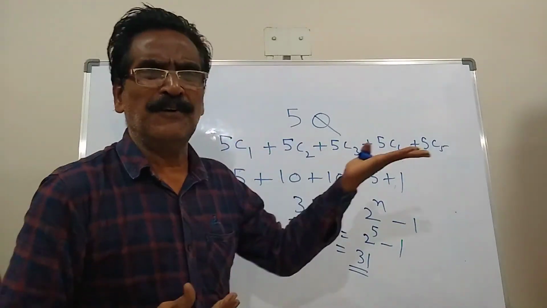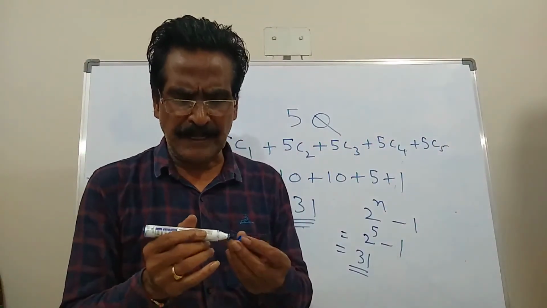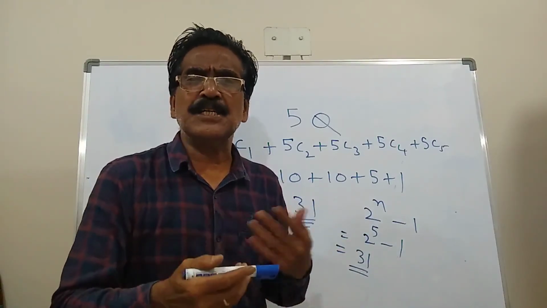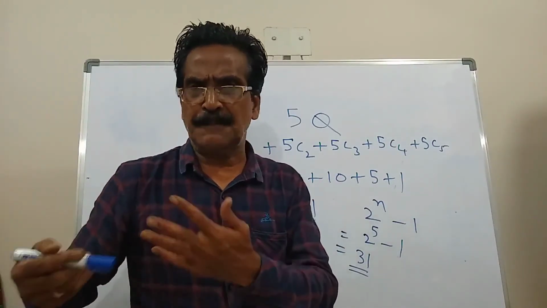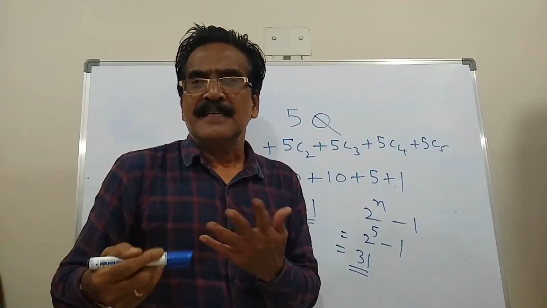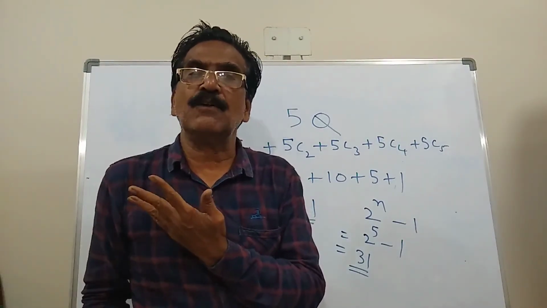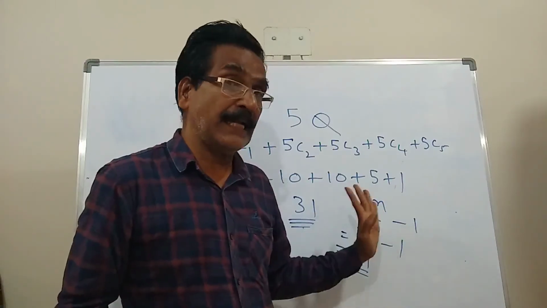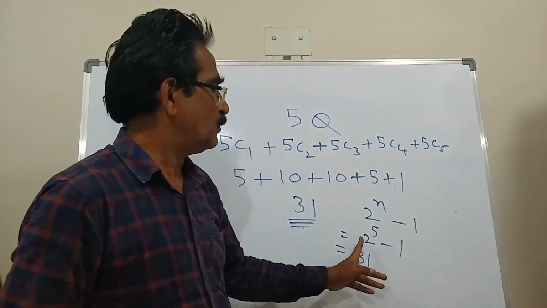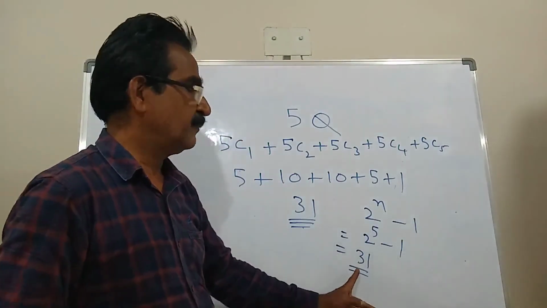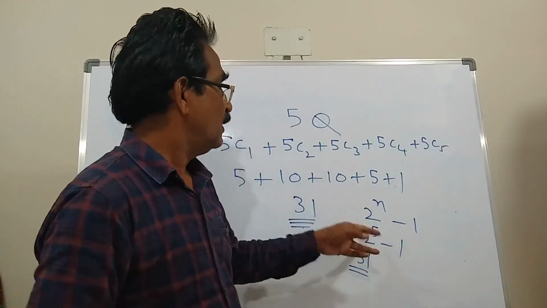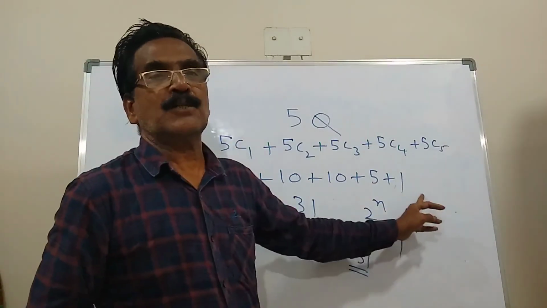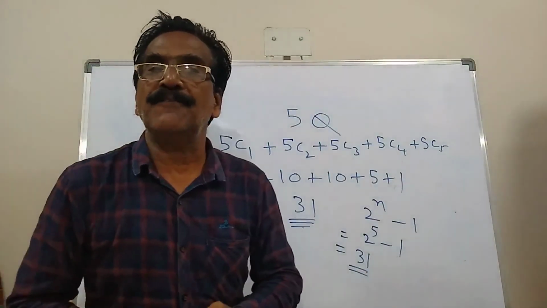That is the sum of binomial coefficients. NC1 plus NC2 plus NC3 and so on up to NCN is equal to 2 power n minus 1. That is equal to 2 power 5 minus 1, which is equal to 31. So you can use this formula also to solve this type of question.